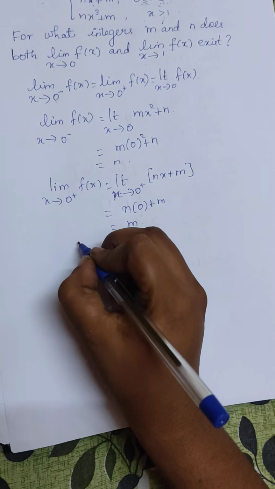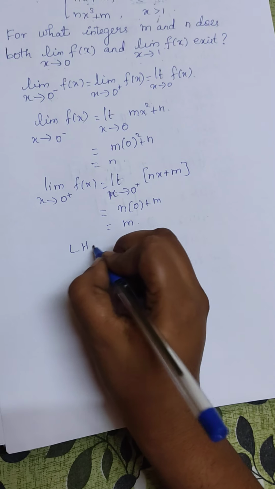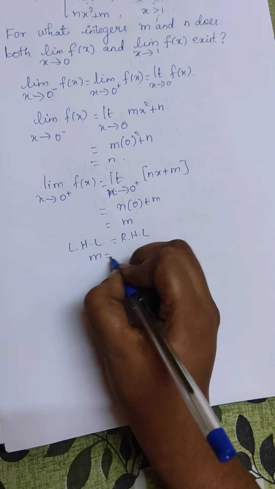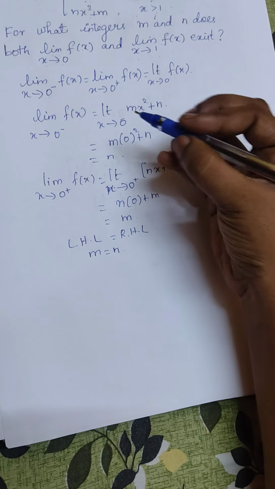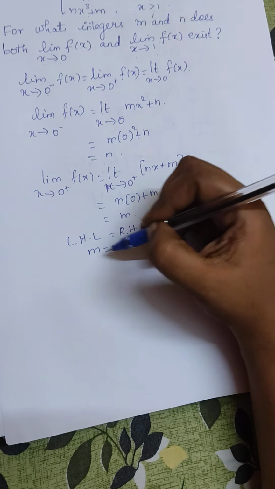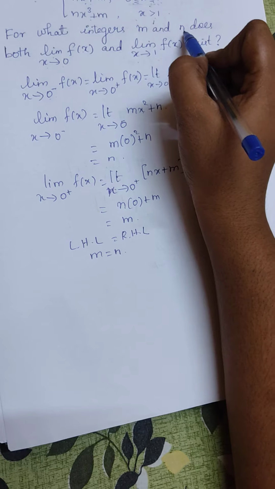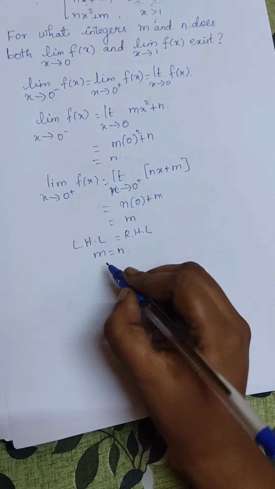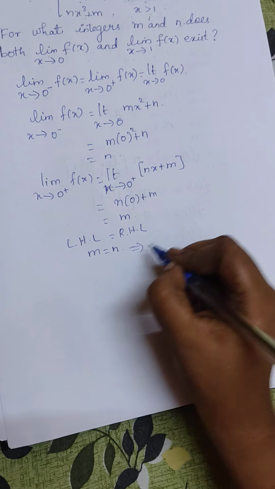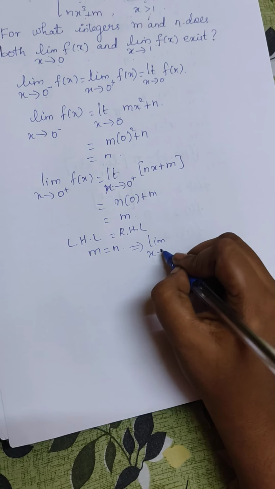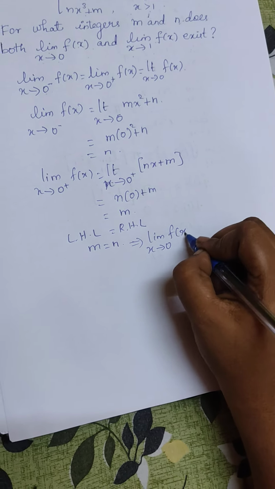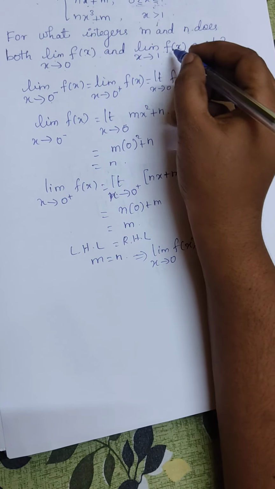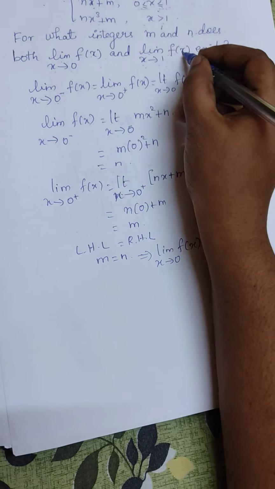According to the definition, the left hand limit and right hand limit should be equal. So m is equal to n. Whenever m and n are equal, whenever the integers are equal, the limit of f of x as x tends to 0 exists.